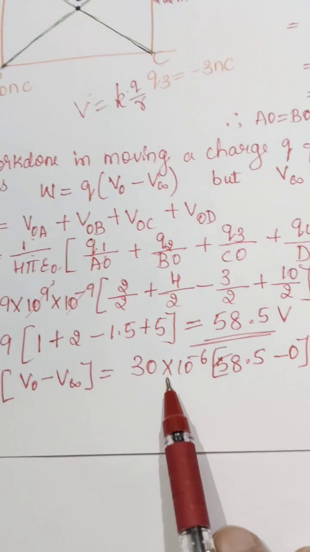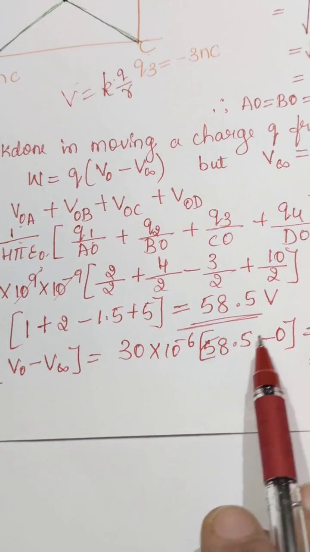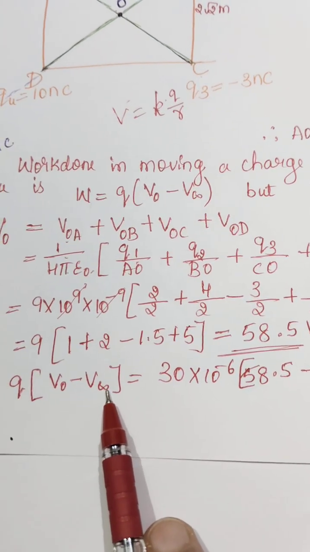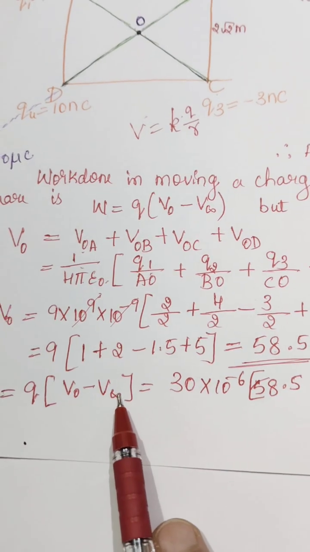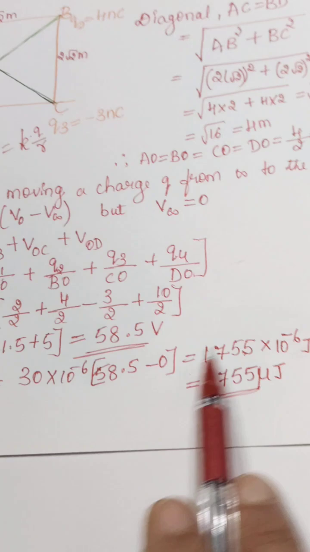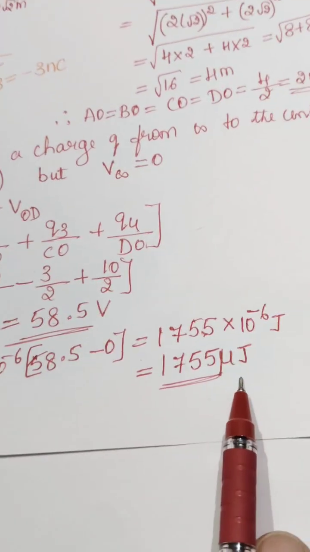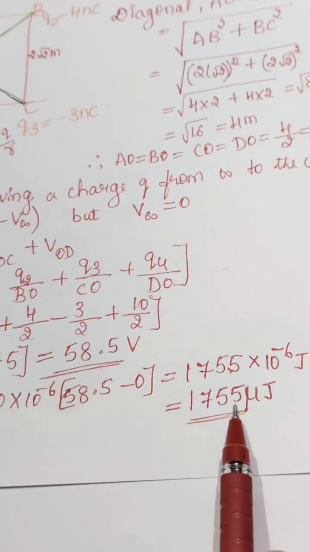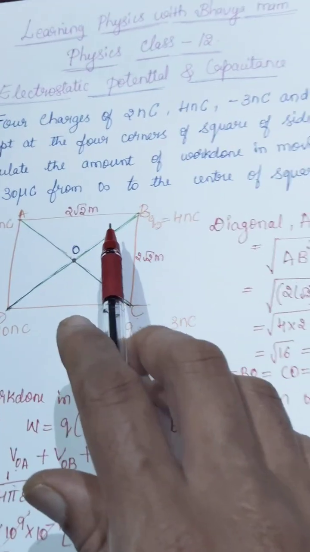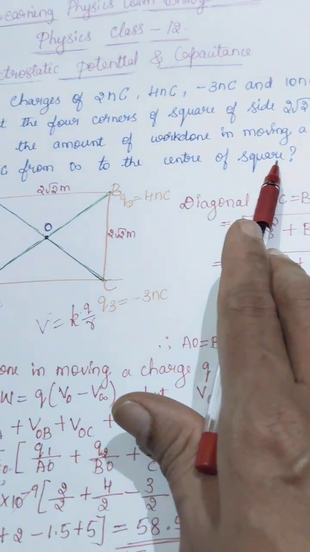W is equal to Q, which is 30 microcoulomb, times VO, which is 58.5, minus V infinity, which is 0. V infinity means potential at an infinite point. So potential at infinity is 0. Substituting, we come to know that it is 1755 into 10 to the power minus 6 joule. 10 to the power minus 6 is called micro. Therefore, 1755 microjoule is the work required to move a charge of 30 microcoulomb from infinity to the center of the square.